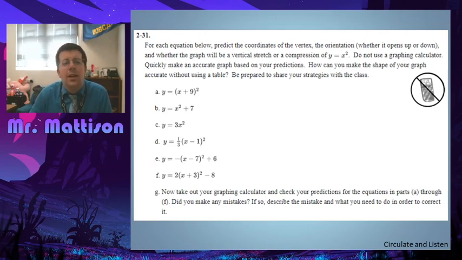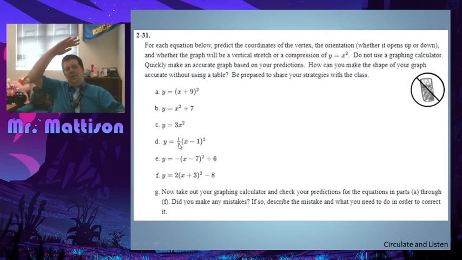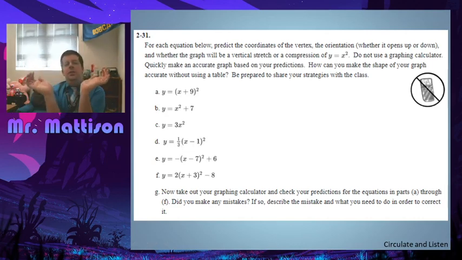All right, so A here, this +9 is going to actually move us to the left 9, because remember it's x minus a -9, which means we're going to go left over to -9. Here on B, that 7 is going to move us up 7. On C, the 3 is going to actually make our graph a lot more narrow. It's called a vertical stretch. On D, I have 1/3 there. That 1/3 is going to actually make it wider, so it's going to be a vertical compression, so it's going to appear to be wider.